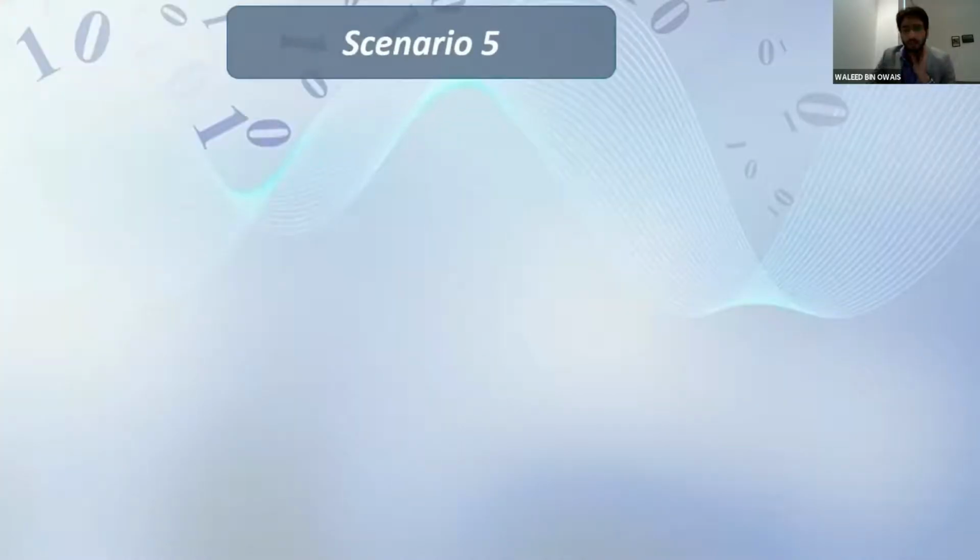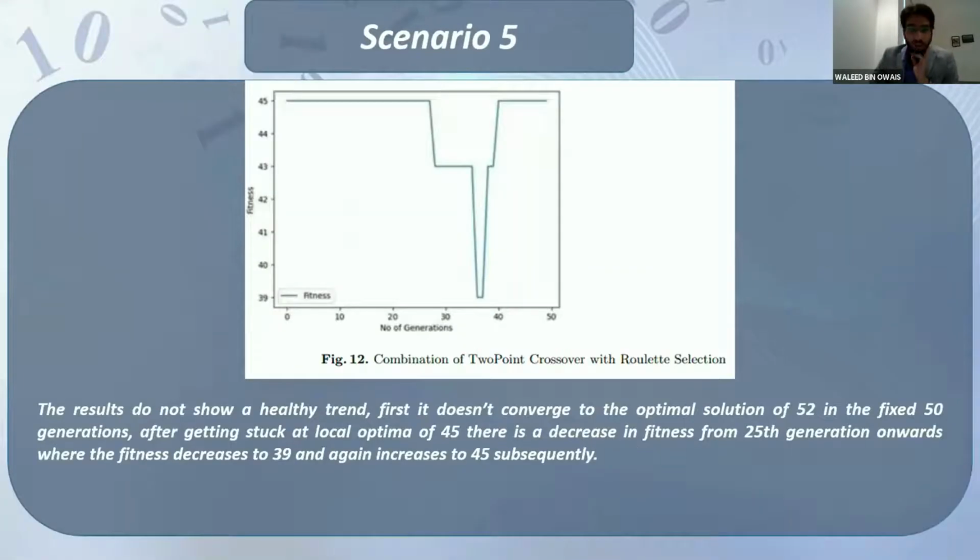So the penultimate scenario 5 is a combination of 2 point crossover with the roulette selection method. Because we have 3 selection methods and 2 crossover methods, this entire search space is 3 cross 2, which is 6. So we have about 6 scenarios. As you would have probably guessed, this is the worst scenario that we have seen hitherto. Your optimal solution starts at 45.